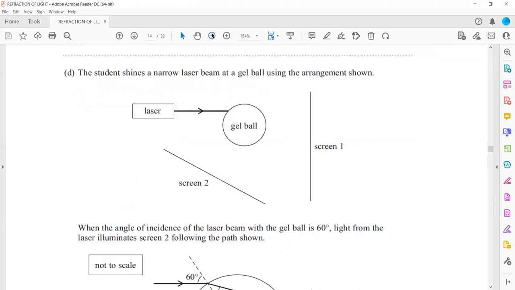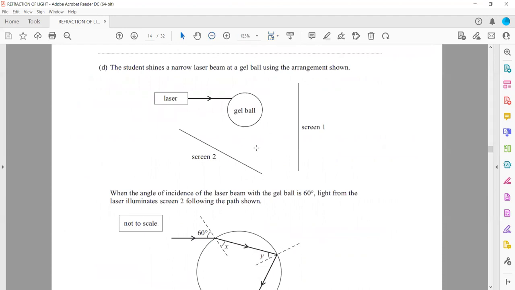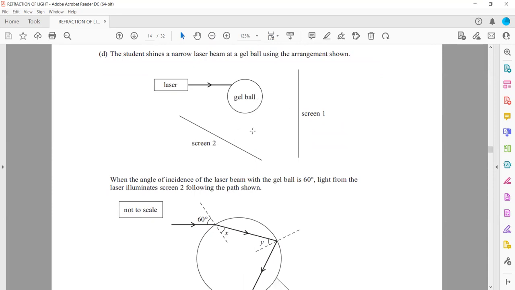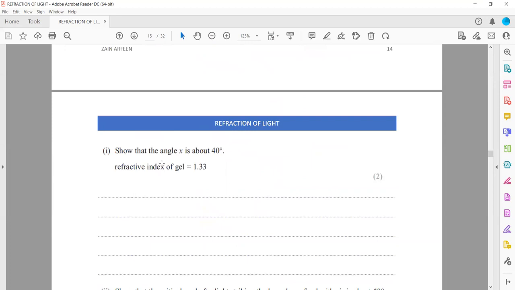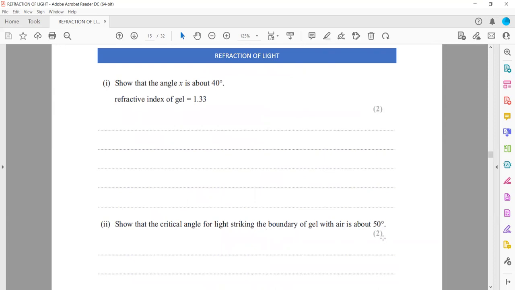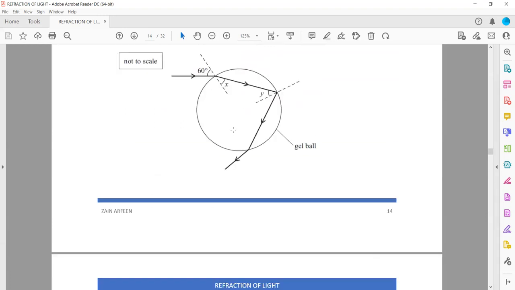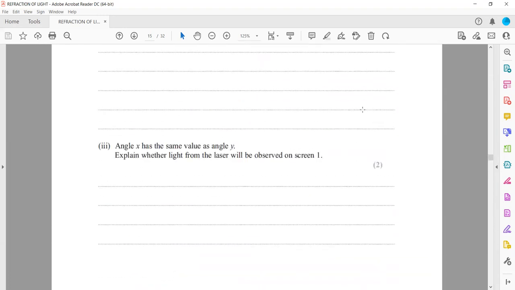The student shines a narrow beam of light at a gel ball using the arrangement as shown. A laser light is there, a gel ball, screen 1 and screen 2. When the laser beam is incident on the gel ball at an angle of incidence of 60 degrees, light from the laser illuminates screen 2, following the path shown. So this is the path which the light is taking. We have to show that the angle X is about 40 degrees when the refractive index of the gel is given, and that the critical angle of the light is about 50 degrees. Like angle Y is 50, we want to show that.